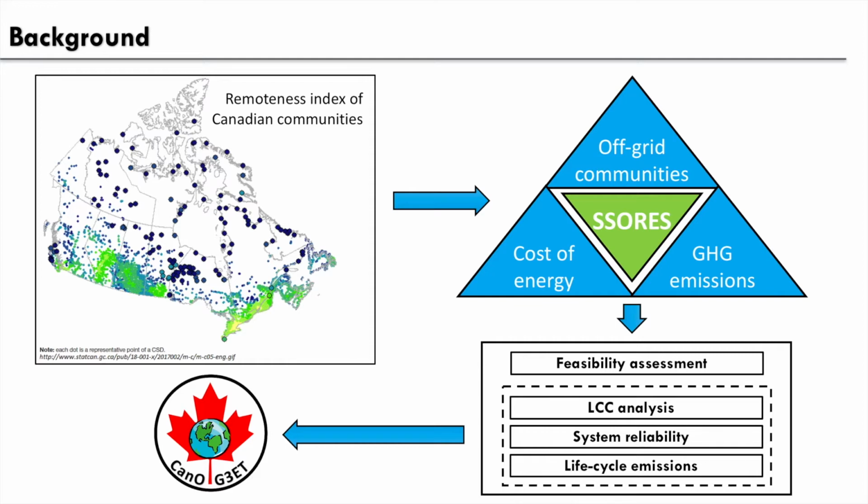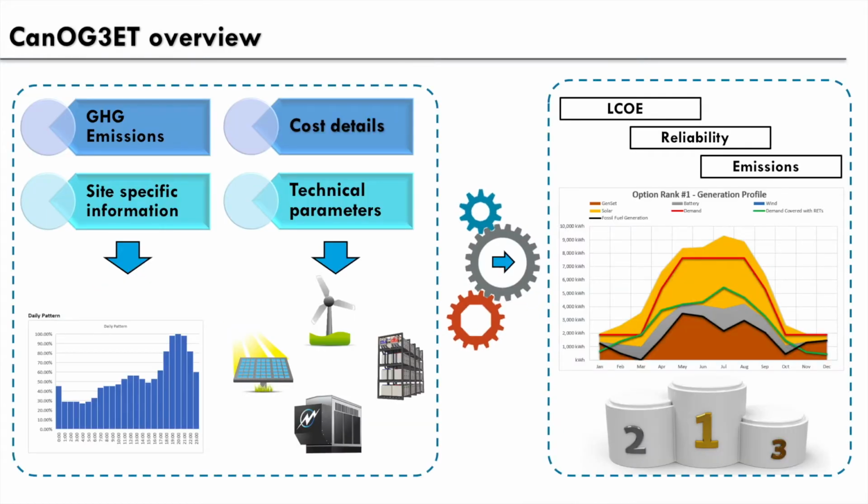The developed tool was titled the Canadian Off-Grid Energy Eco-Efficiency Tool, CANAGET, and was deployed through a user-friendly Excel-based platform. The tool relies on various user-defined inputs, including greenhouse gas emissions, life cycle cost details, and technical parameters for each energy generation and storage technology. Site-specific information is also required for solar and wind calculations. The developers integrated an internal database for cost and technical parameters and an external NASA database for solar and meteorological data to support users with limited planning data.